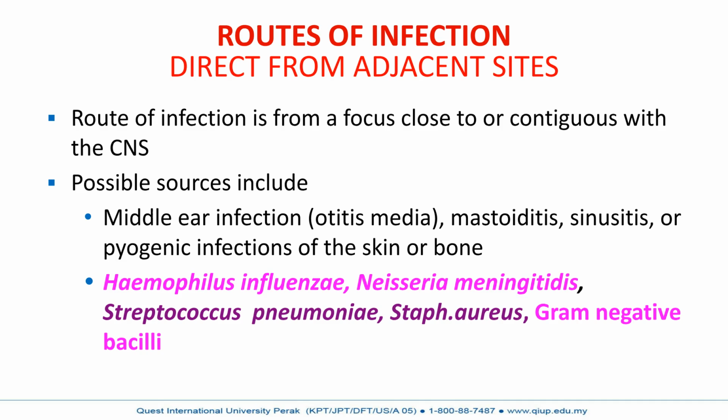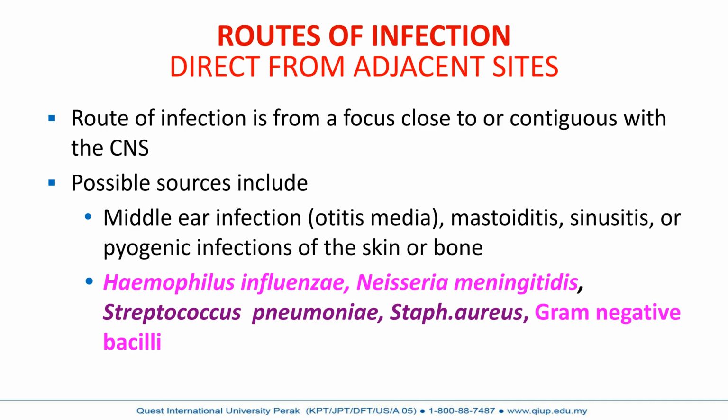Think about the anatomy for a moment. The brain and spinal cord are surrounded by bone and membranes, but they're also neighbors to structures that can harbor infection. The most important adjacent sites include the middle ear, the mastoid air cells, the paranasal sinuses, and occasionally pyogenic infections of the skin or underlying bone of the skull or spine. Let's consider a clinical example.